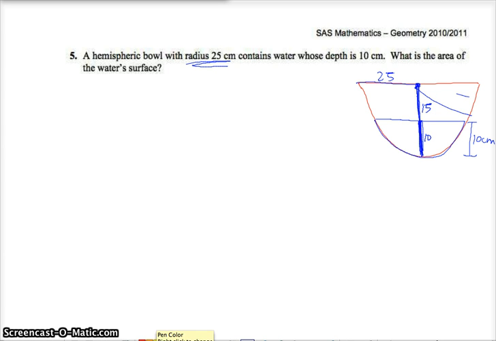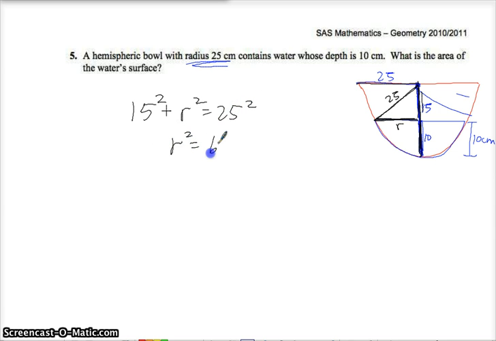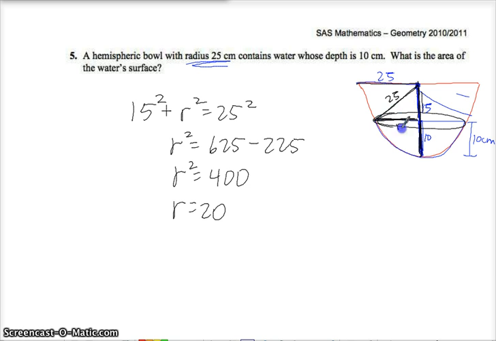And again, we need something else that's important, and that's, again, this is 25, this is 25, this is 25. From this center to any part of this bowl, it's 25. So if this depth is 10, this depth is 15. So I'm trying to find this radius right here. So here's my Pythagorean theorem. 15 squared plus r squared equals 25 squared. So r squared equals 625 minus 225. So r squared equals 400. Therefore, r equals 20.